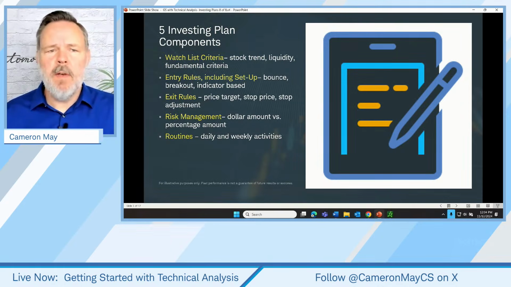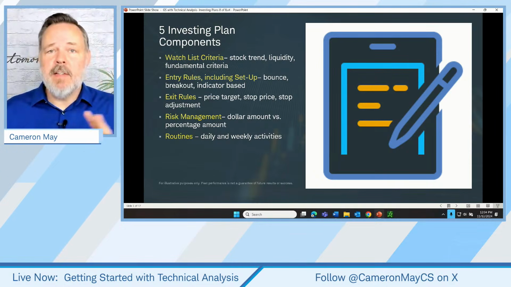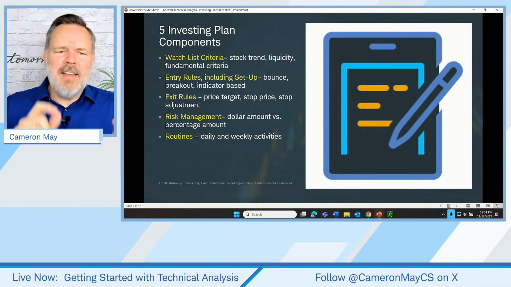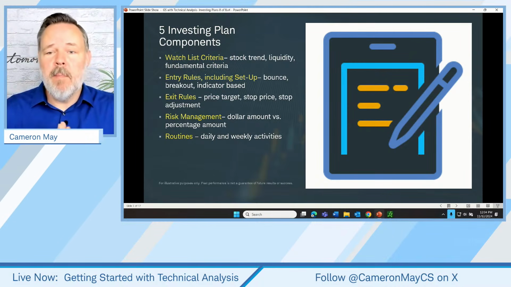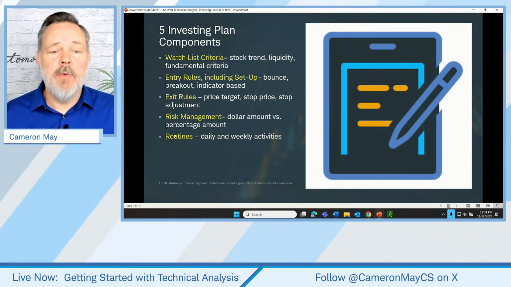First thing, what are the typical components of an investing plan? The example I'll be using today has 5 components. Let's just say it's not the only way to structure a plan to approach the markets. Of course, there are going to be some of you watching who say those are great, however, I might take your 4th one and replace it with something else, or I might add a 6th element. That's okay. We should all feel empowered to structure our plans as we see fit. But a typical 5 component layout might include watch list criteria, entry rules, exit rules, risk management, and routines.